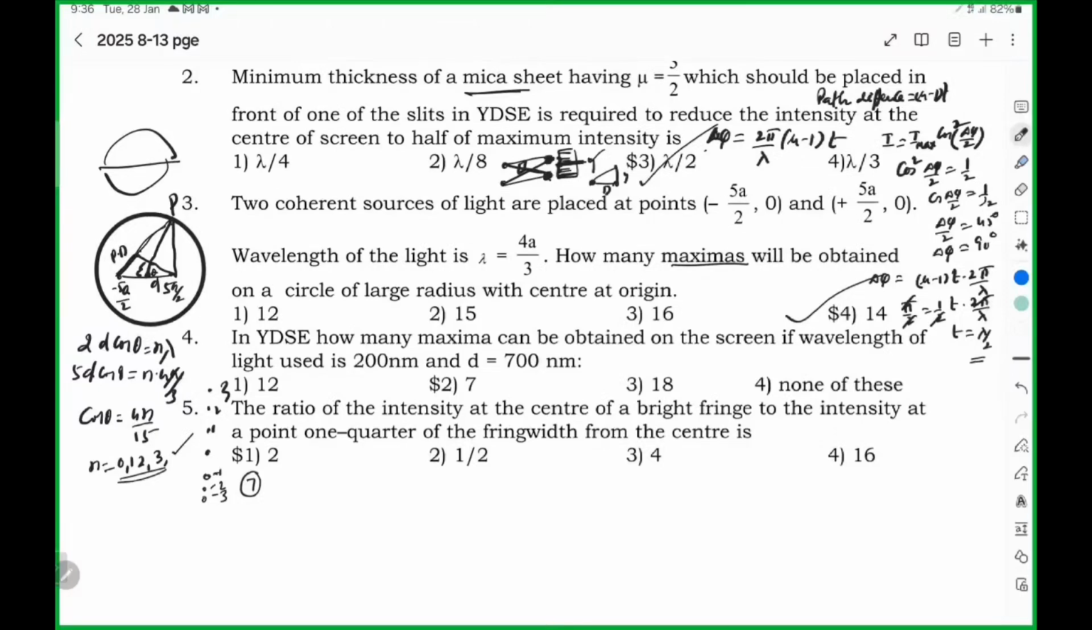So how many maximas are obtained means d sine theta is n lambda. N lambda by d is sine theta, which is d by lambda, that is 700 by 200. You take the integral part, you get 3 bright fringes. In fact, sine theta lies between minus 1 and 1. That can be 0, minus 1, minus 2, minus 3. Total 7 are possible.